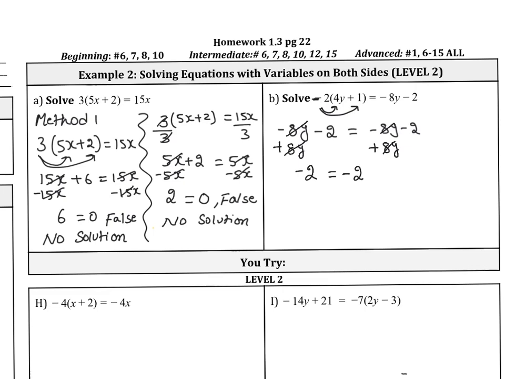At the end, you're going to see if the two sides are equal to each other or not. We can see that -2 is exactly equal to -2. So we can see that the result is true. And whenever you get a true result, you're going to say that you have many solutions. So you're going to have many solutions for this problem, or you can also write all real numbers as your solution.